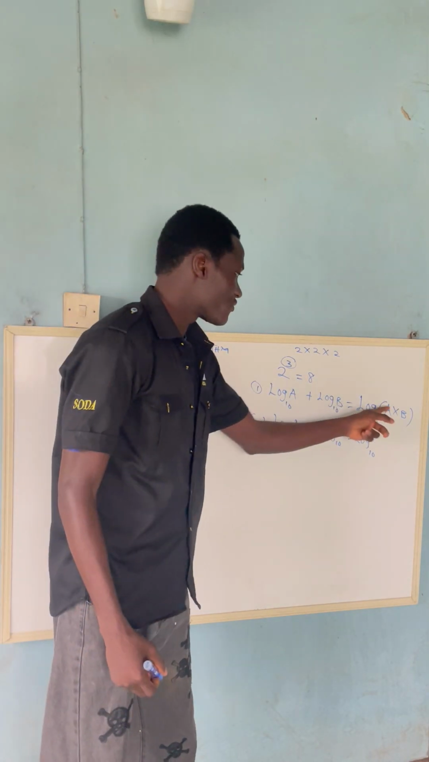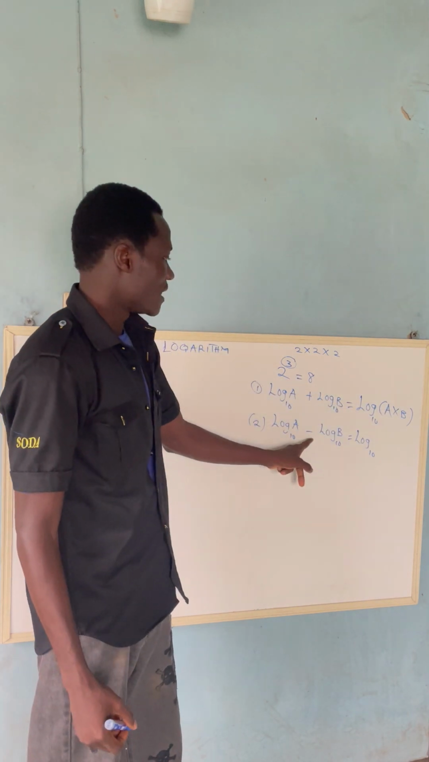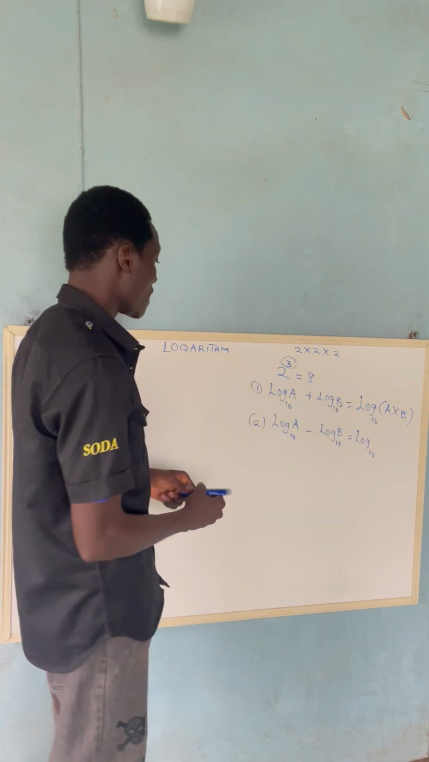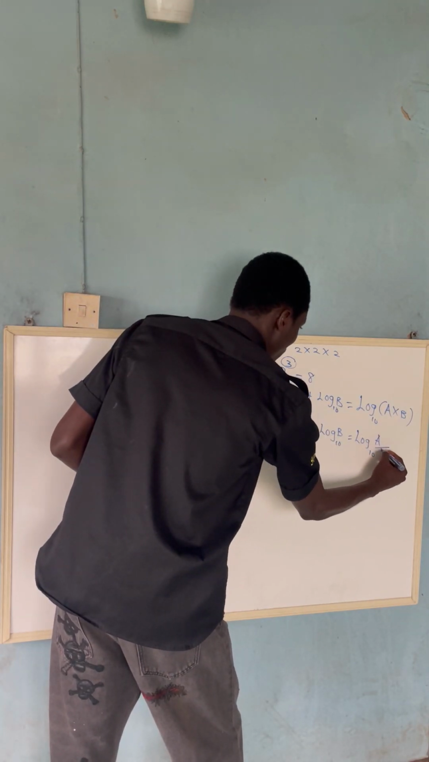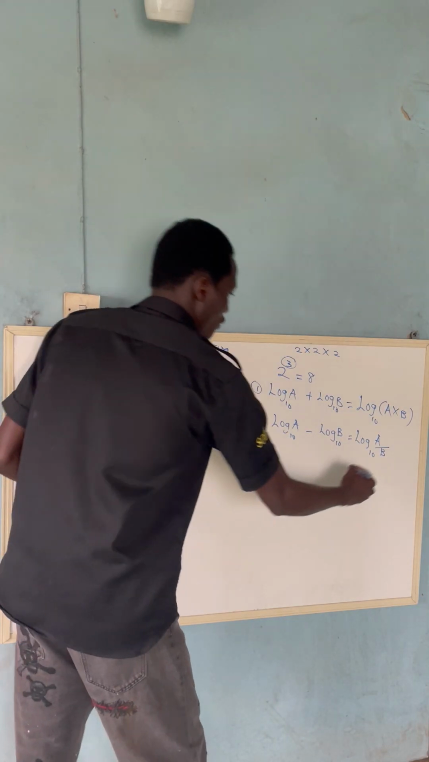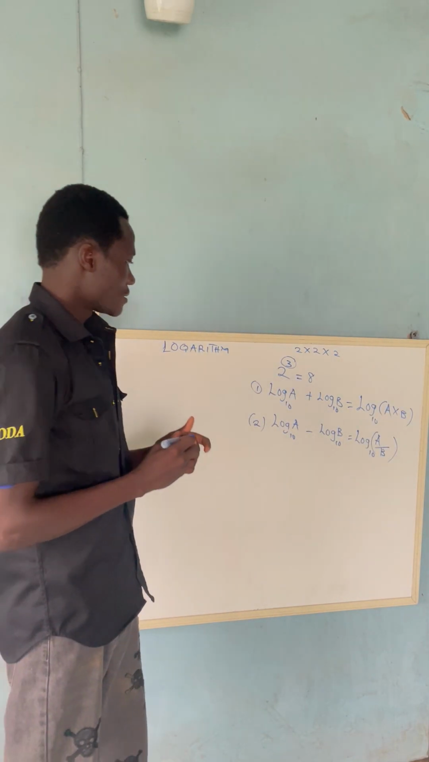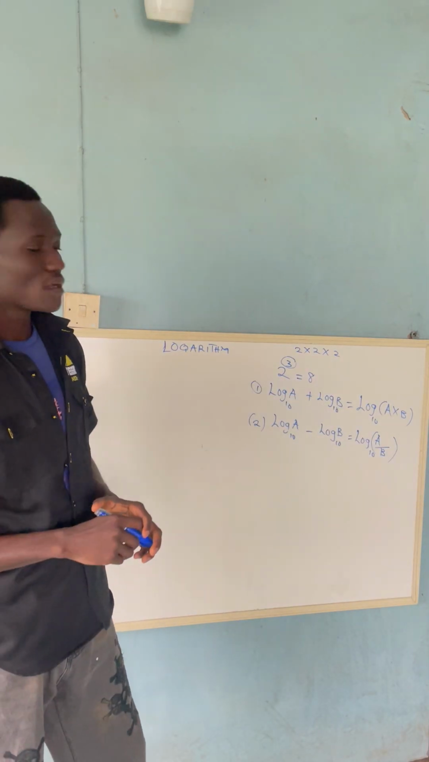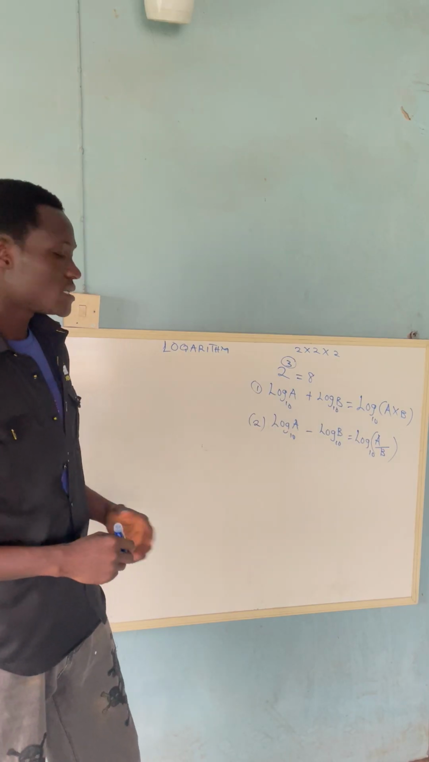We are turning the times to divide because here we have plus. Plus is for multiplication, while minus is for division. So we are going to have this as A divided by B. That is it. That's the second rule.